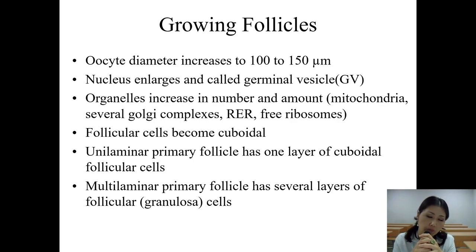Growing follicles. Oocyte diameter increases to 100 to 150 micrometers. The nucleus enlarges and is called the germinal vesicle, or GV. Organelles increase in number and amount: mitochondria, several Golgi complexes, rough endoplasmic reticulum, free ribosomes, and follicular cells become cuboidal. The unilaminar primary follicle has 1 layer of cuboidal follicular cells. As you remember, I told you about this when I was showing you the slides and diagrams. And the multilaminar primary follicle has several layers of follicular or granulosa cells.